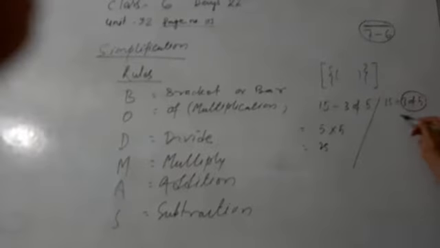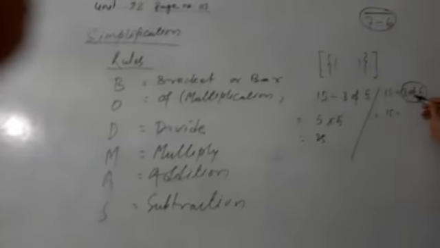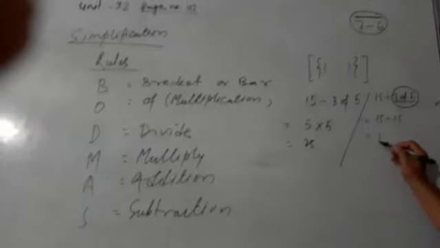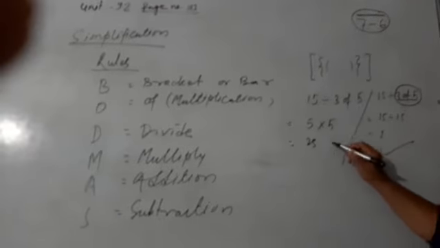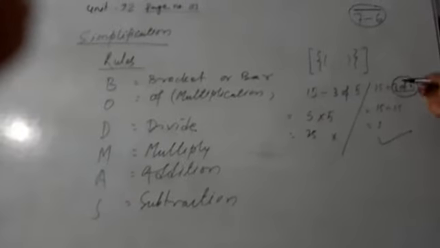So you do of first. You write it like this: 15 divided by 3 into 5, that is 15 divided by 15, and its answer is 1. So this is the right answer, and that is the wrong one. In this way, we do of before the divide.